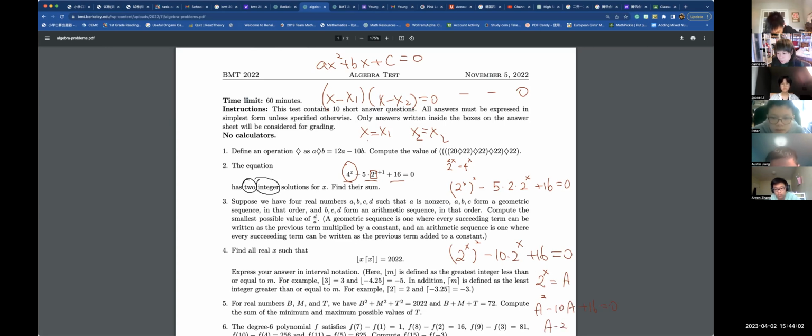So (a minus 2) times (a minus 8) equals 0. So we have a equals 2 or a equals 8. But we want to find out x, right? So it's 2 to the power x equals 2 or 2 to the power x equals 8. So x equals what? 1 or 3.